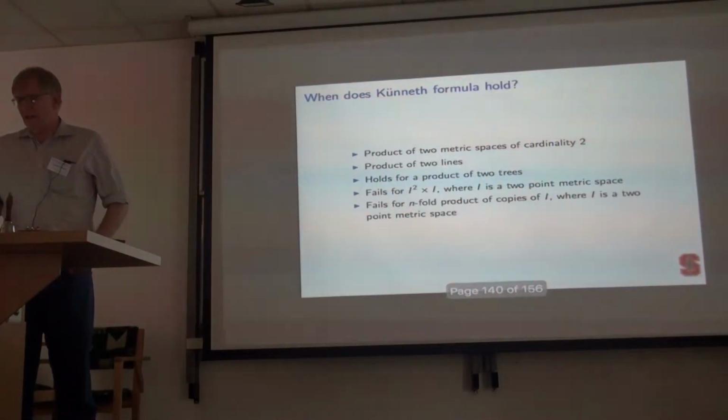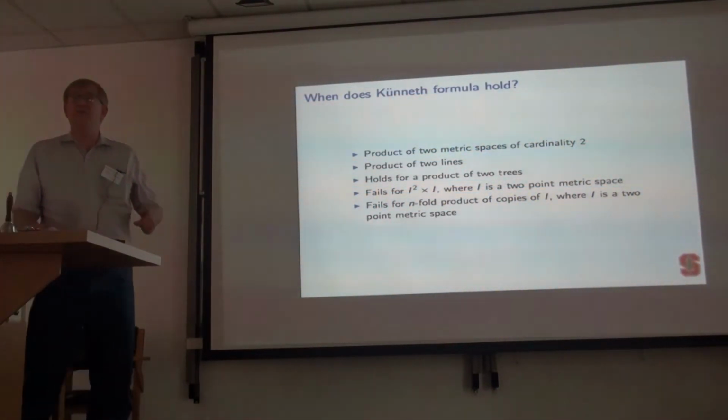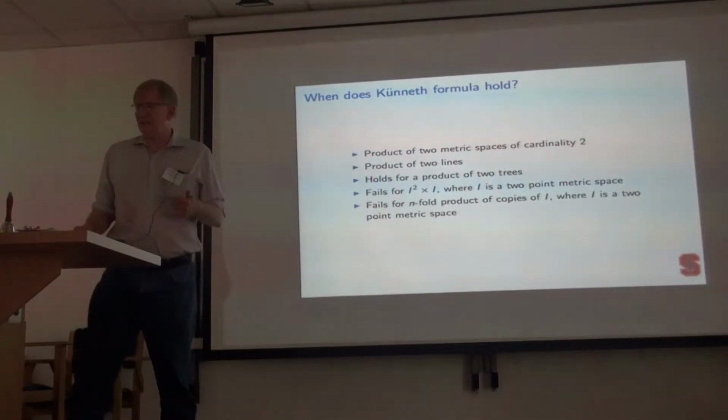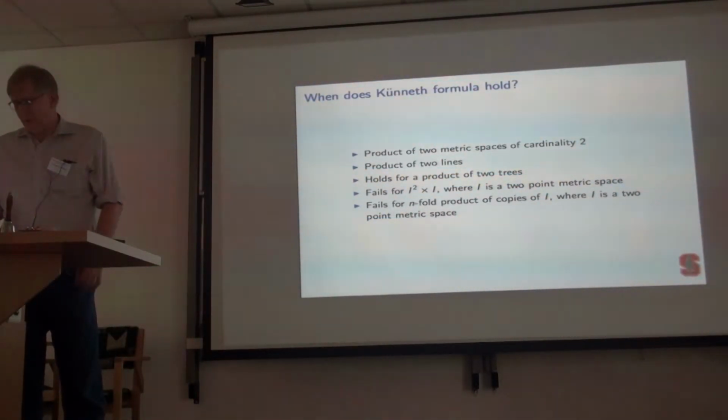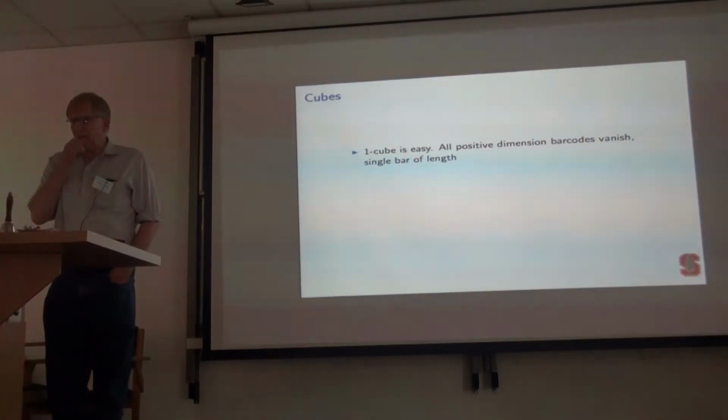And in fact, you can see that it fails for I cross I, but in general for an n-fold product of copies of I, where n is 3 or bigger, when I is a 2-point metric space. So it fails as I take the bigger products. Okay, so let's just look, why is this true?